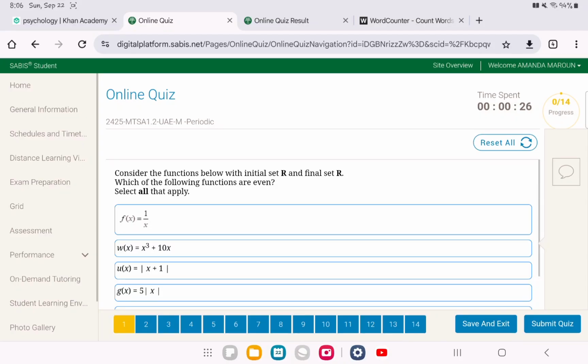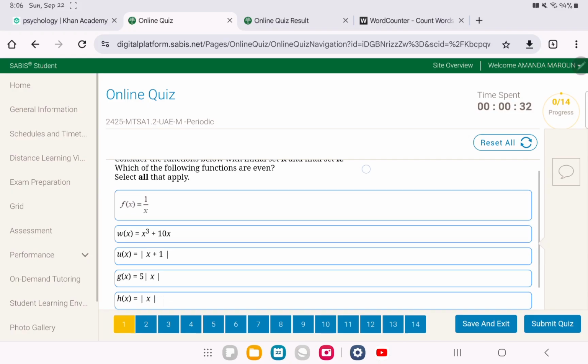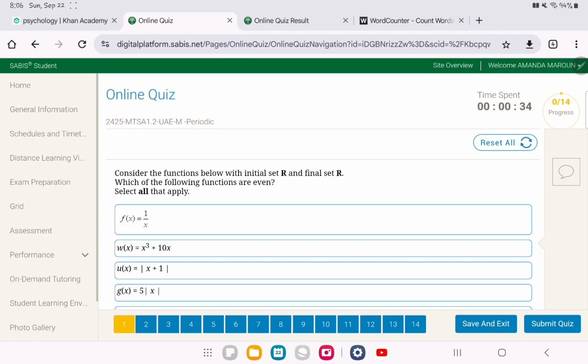So let's start. Consider the functions below with initial set R and final set R. Which of the following functions are even? What they're basically telling us in the beginning is that the initial set, which is the domain, is all real numbers, and the final set, which is the range, is also all real numbers.